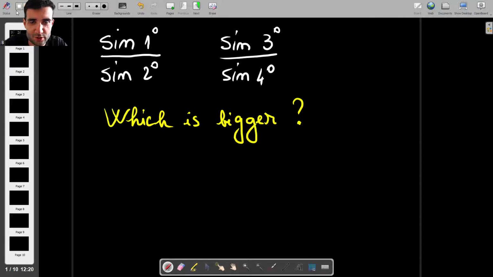Here's a really fun trigonometry question, which if you're doing trigonometry as a student, perhaps taking the IB exam soon, and if you're comfortable with trigonometry, then give this one a try. So this is asking which one of the two terms is bigger, and we're dealing with two terms which are both fractions. The first one is sine of 1 degree over sine of 2 degrees. Note those are not radians, but actually degrees. And the second one is sine of 3 degrees over sine of 4 degrees. So it's not actually obvious which one is bigger, and we have to figure this out.